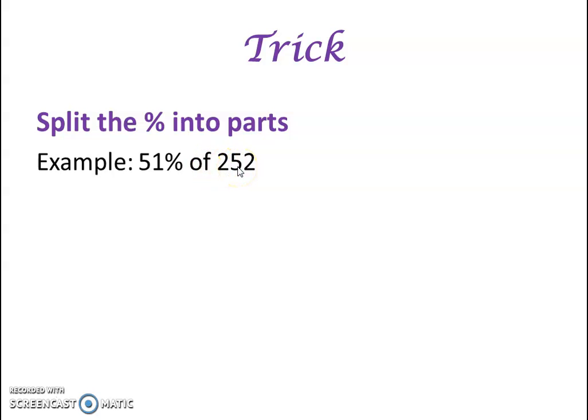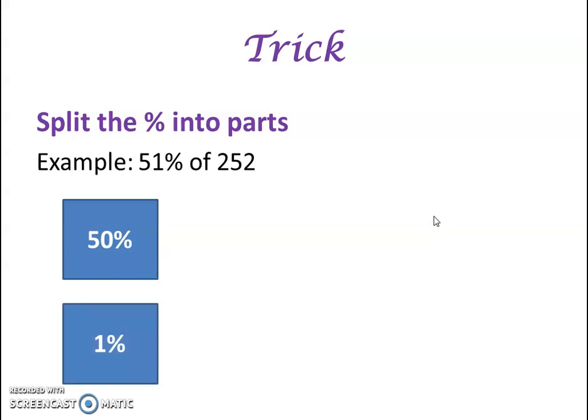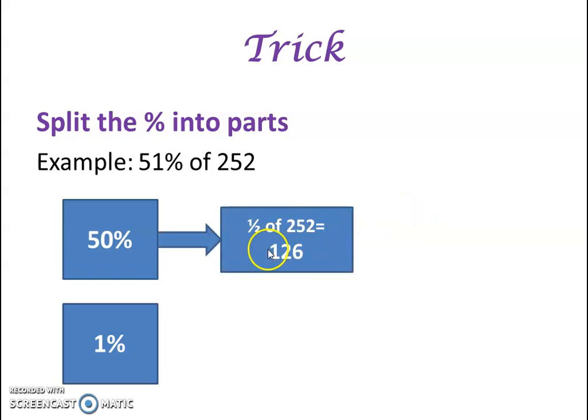So if we use the formula to calculate percent, we will simply multiply 51 into 252 and then divide by 100, right? So using this particular trick, we will split this percent, and as we all know 51, we can write 50 plus 1. 50% we know is equal to half, so we will calculate half of 252 and that is equal to 126.